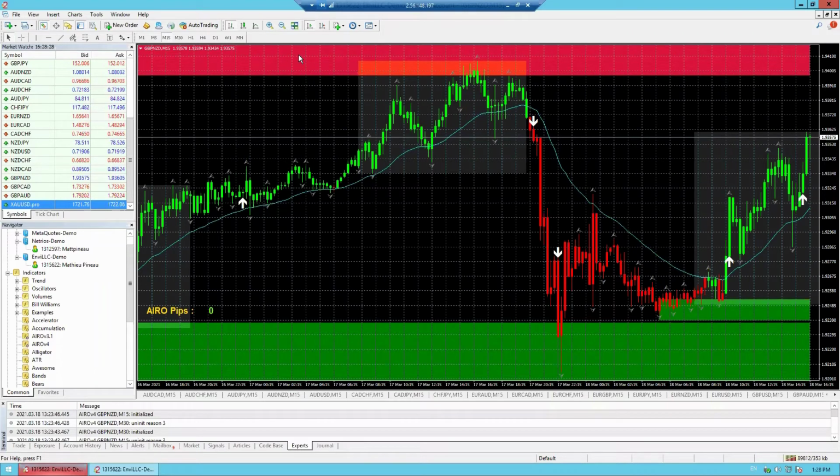Don, pound kiwi is the GBP CHF, or I'm sorry, NZD. So GBP NZD. So pound is Great Britain and kiwi is New Zealand.